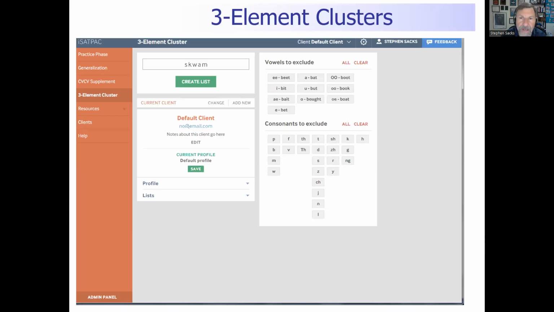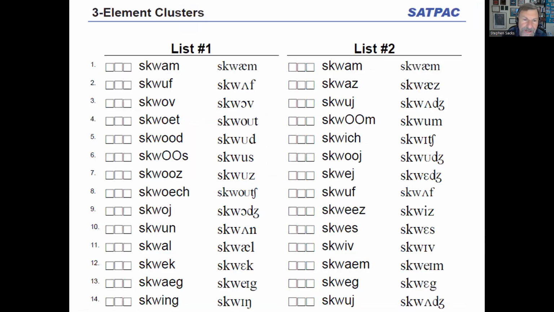Also, again, for the complexity approach, I've put in 3-element clusters. In this case, the word squam, in my tribute to Elmer Fudd. And there are 2 lists, one systematic list and one with just random words using the SKW.